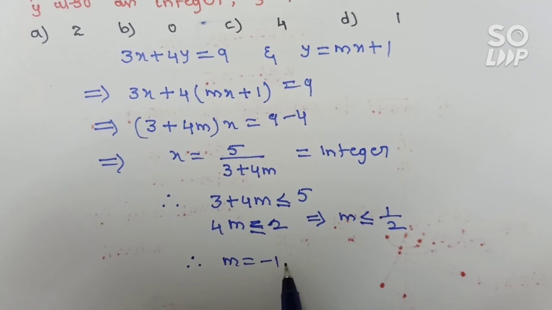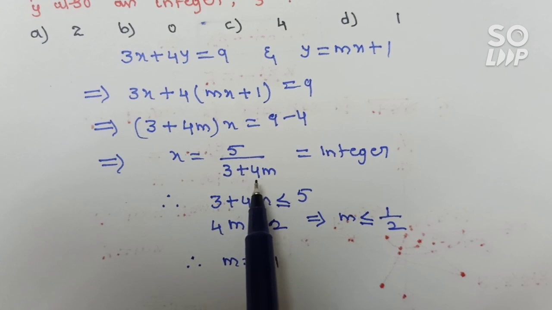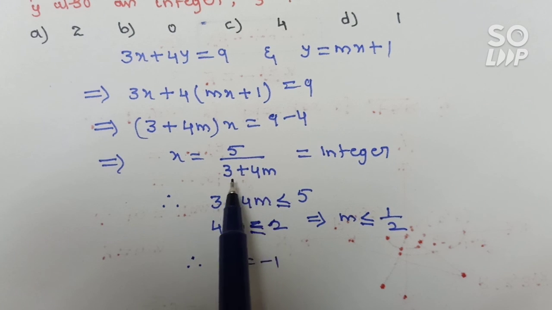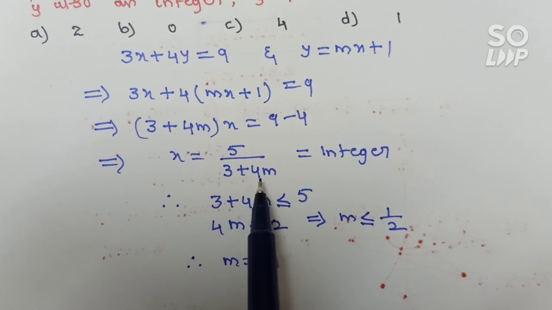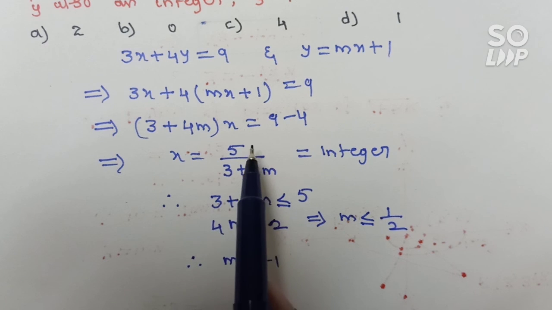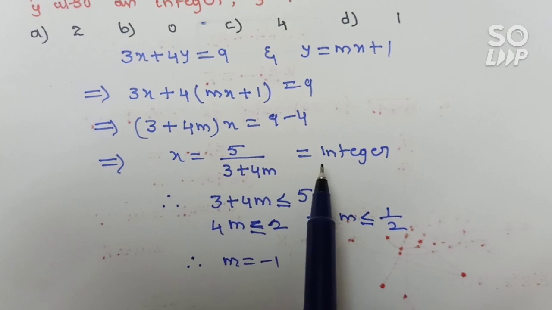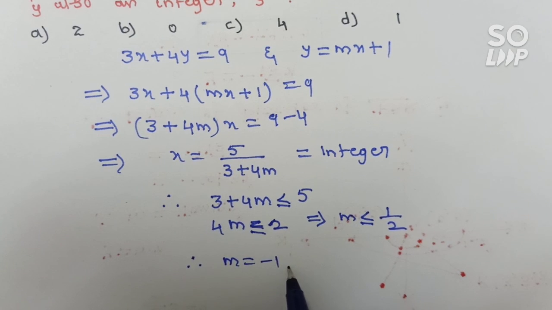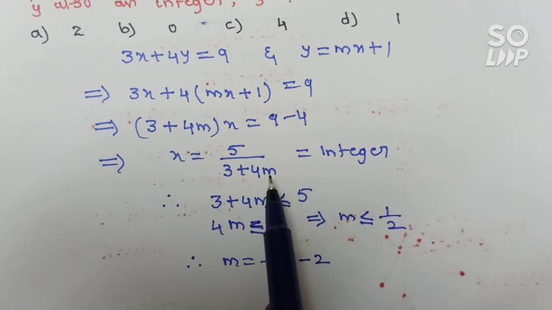And what is the next value? You check minus 2. Minus 2 means 3 minus 8 is minus 5, and 5 by minus 5 is minus 1. So the x value minus 1 is an integer. So m value minus 2 is also an integer. Suppose if you take minus 3.